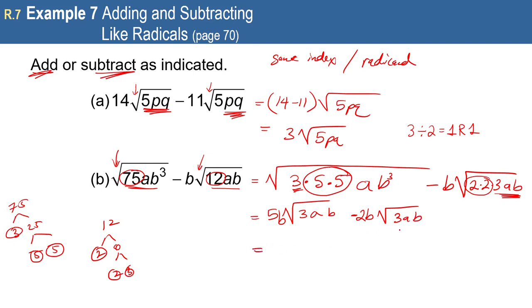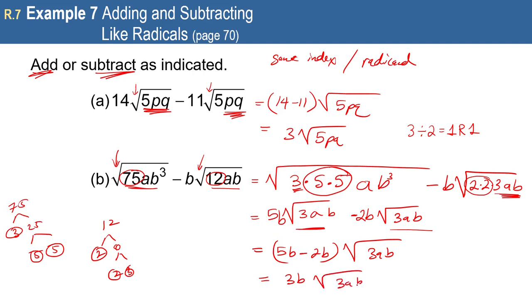Notice that they have the same radicands, they have the same index, so we can add the numbers in the front. This is 5b minus 2b times the square root of 3ab. 5b minus 2b is 3b. And we'll leave the radical alone. This is our solution for part B.